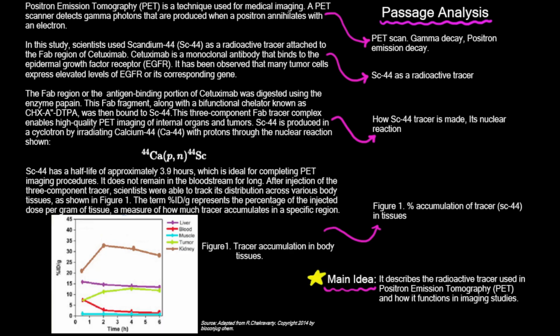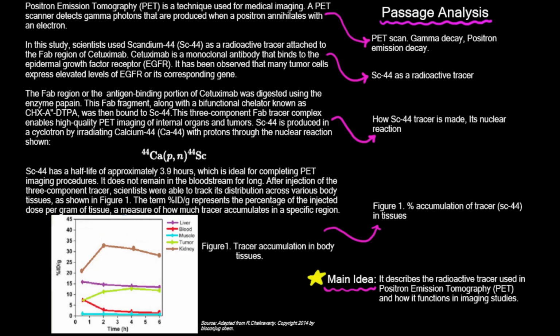The next paragraph says: the Fab region, or the antigen-binding portion of cetuximab, was digested using the enzyme papain. This Fab fragment, along with a bifunctional chelator known as CHX-A"-DTPA, was then bound to Sc-44. This three-component Fab tracer complex enables high-quality PET imaging of internal organs and tumors. Sc-44 is produced in a cyclotron by irradiating calcium-44 with protons through the nuclear reaction shown.